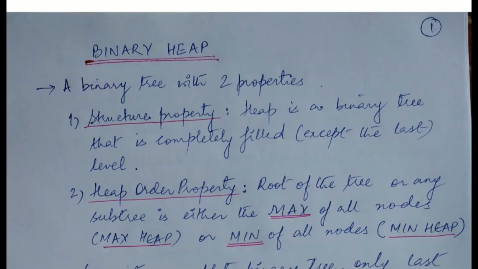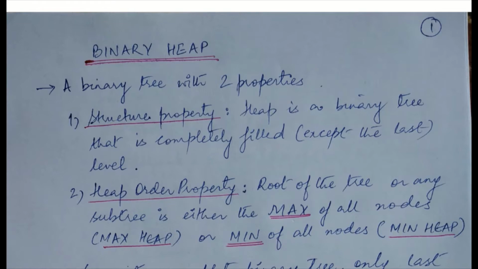After trees and binary trees and binary search trees, the next data structure, which is actually a tree, is the binary heap, and that's what we are going to discuss in today's lecture. Binary heap, as the name suggests, binary, so it's a binary tree, and why we call it a heap we'll see in a while. So a binary heap is a binary tree with two properties.